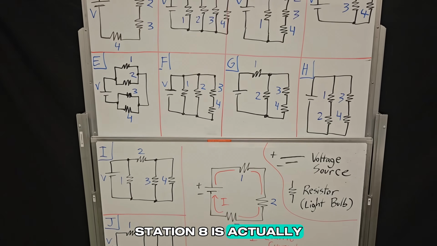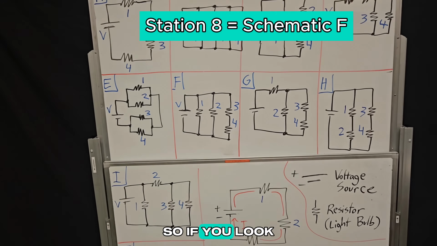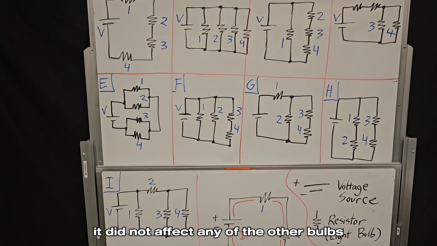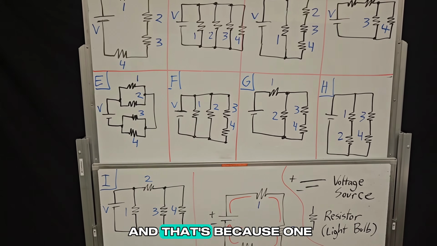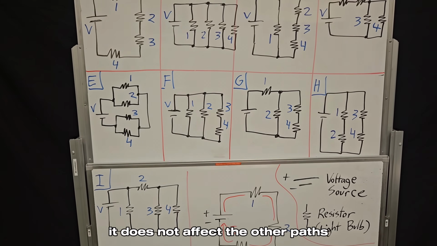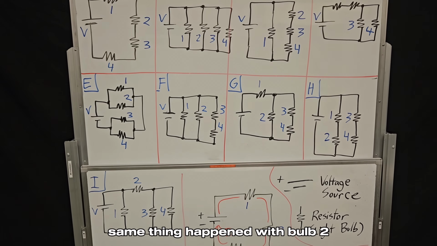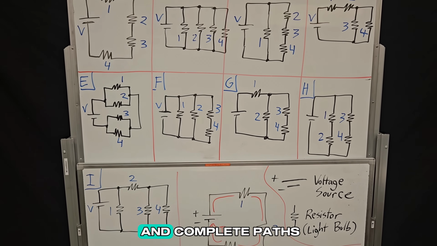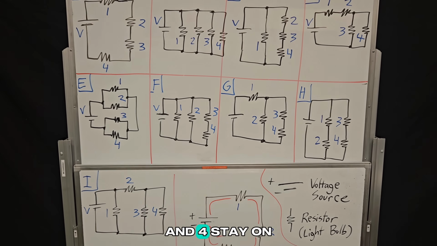Station 8 is actually schematic F. So if you look at F on the whiteboard, remember when we unscrewed 1, it did not affect any of the other bulbs. They all stayed on, and that's because 1 is on its own path. It does not affect the other paths. Same thing happened with bulb 2. When we unscrew it, it does not affect the other perfectly good and complete paths. So bulbs 1, 3, and 4 stay on.